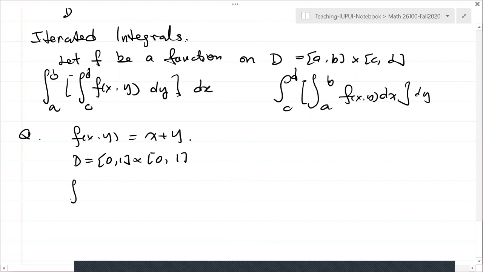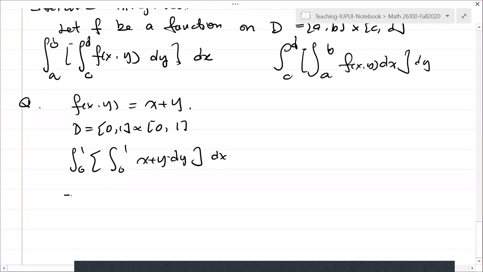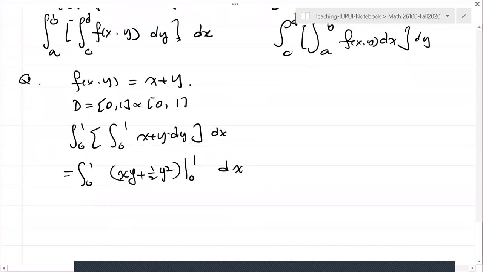So let's compute the integral from 0 to 1 of the integral from 0 to 1 of x plus y, dy, dx. Now, what is inside? We are trying to evaluate the integral of the function with respect to the y variable. The antiderivative with respect to y evaluated at the two endpoints. View x as constant.